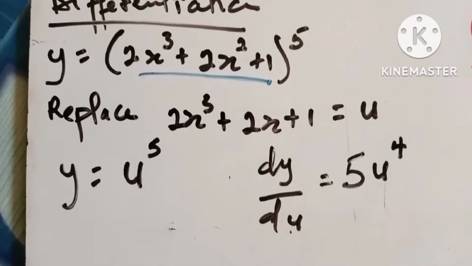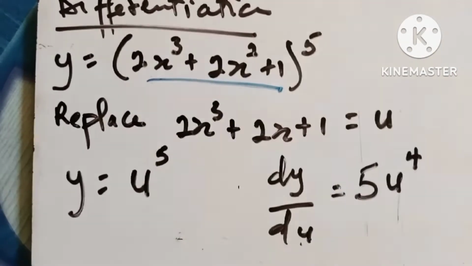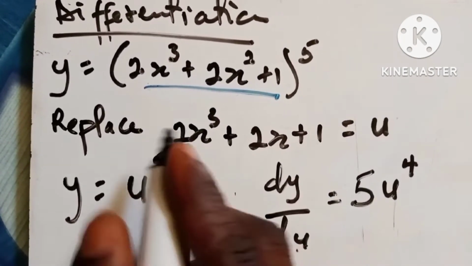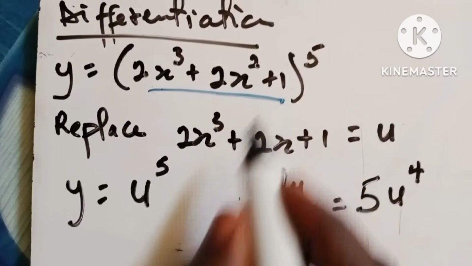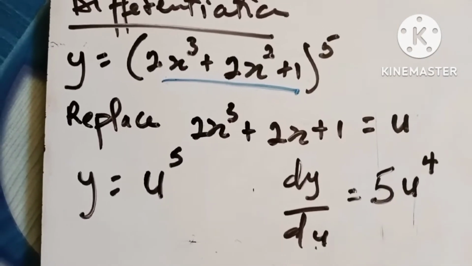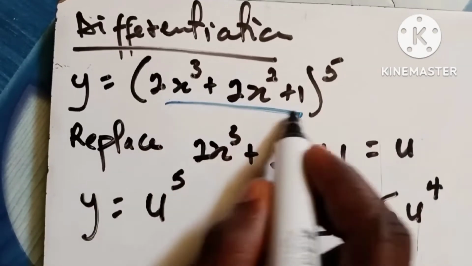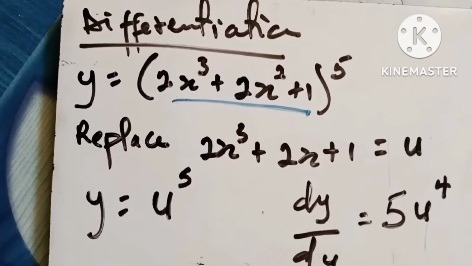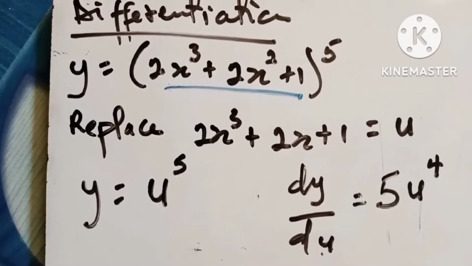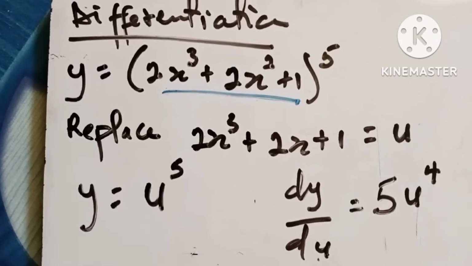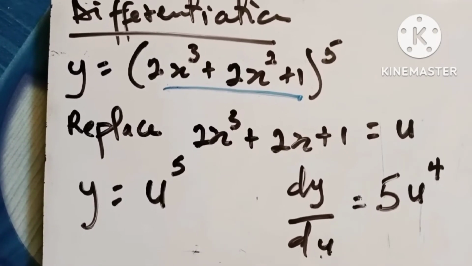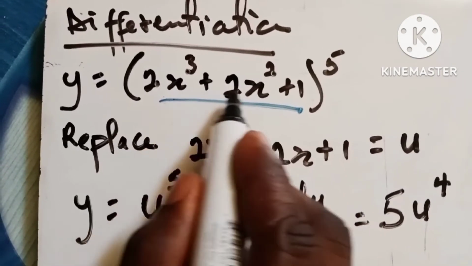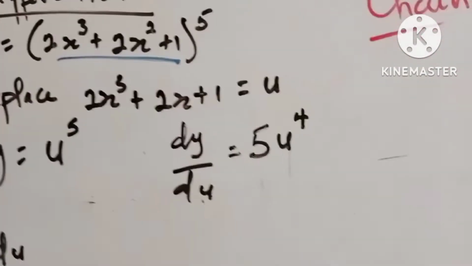Very simple. Now since we are done with that, what about the one inside? We already replaced everything here by u, so we are going to find du/dx. The u with respect to x is the most important thing here. We want to differentiate this function with respect to x.